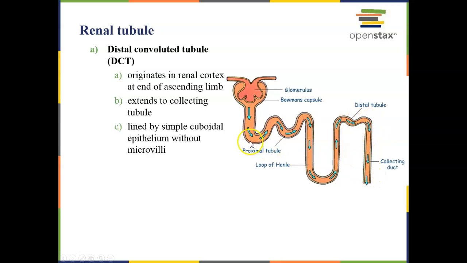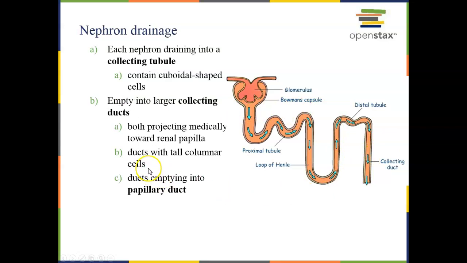For every collecting duct, there are multiple nephrons that empty into that same collecting duct. The collecting duct is going to then bring the fluids to the papillary duct, which then drains into the minor calyx, then to the major calyx, then to the renal pelvis, then to the ureter and the bladder and the urethra.